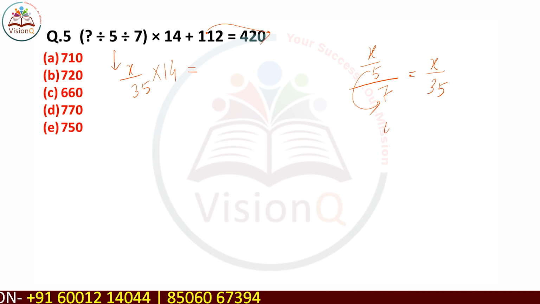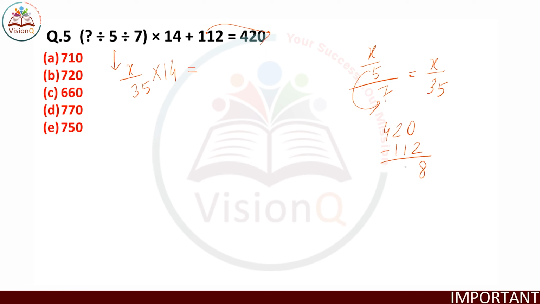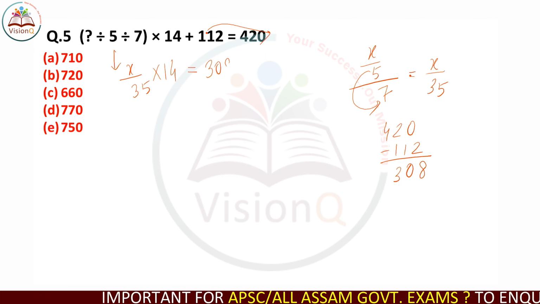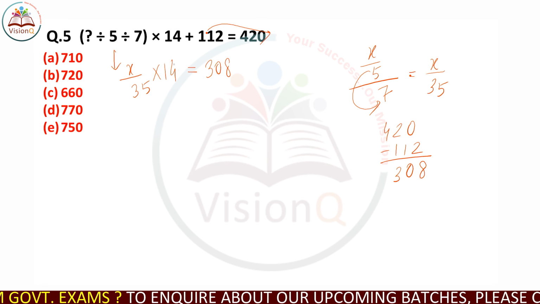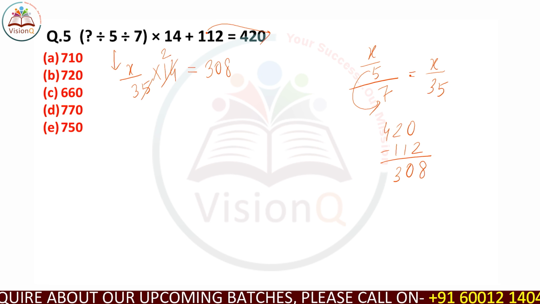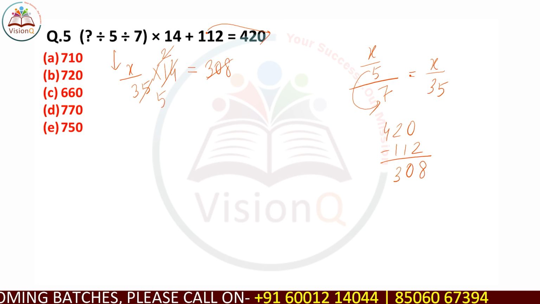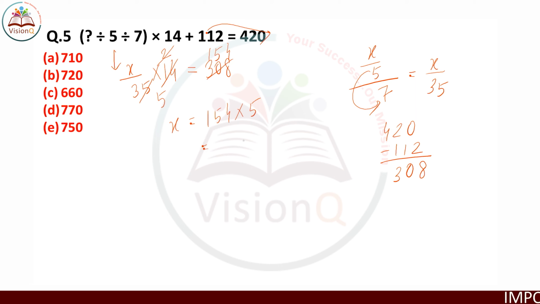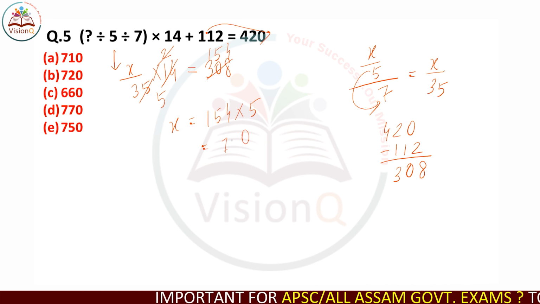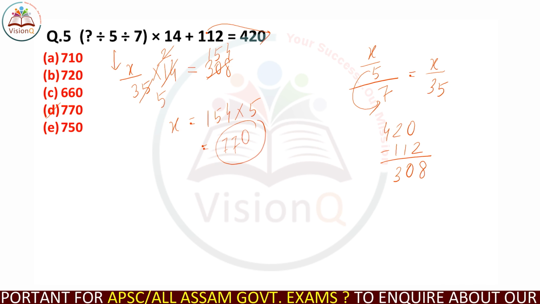So 420 minus 112 becomes 308. If you see here, common is 7. 7 2s are 14, 7 5s are 35. Then cancel by 2. 2 15s are 30, and 2 4s are 8. Then x will be equal to how much? 154 into 5. If I multiply this number by 5, it becomes 770. The right answer is option number D, 770.